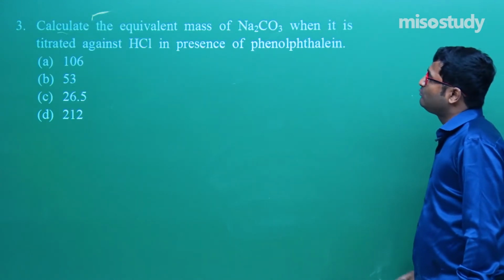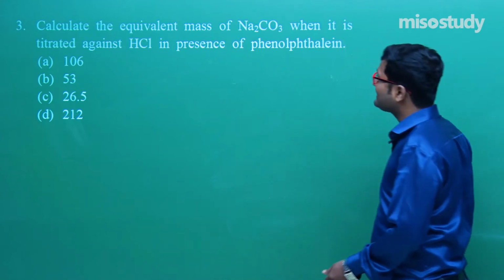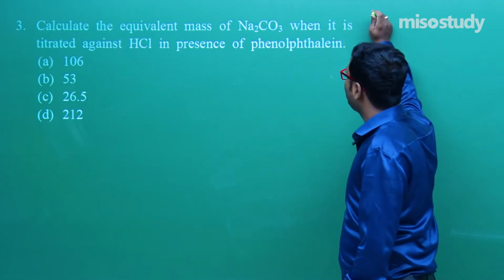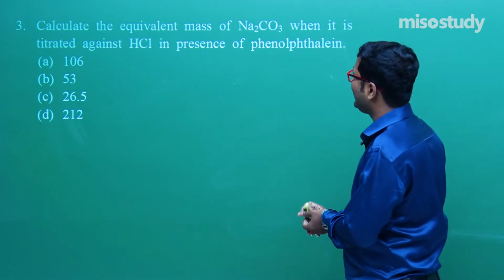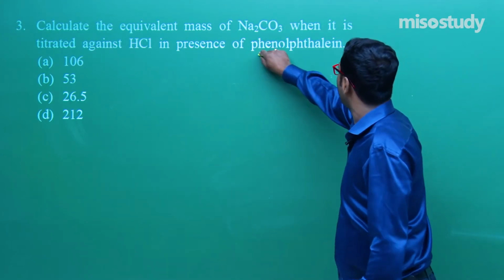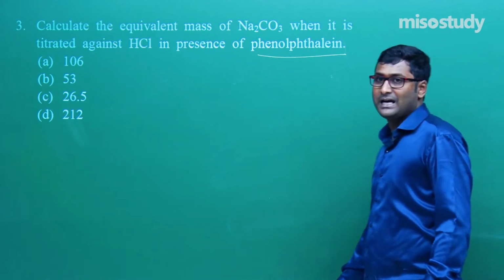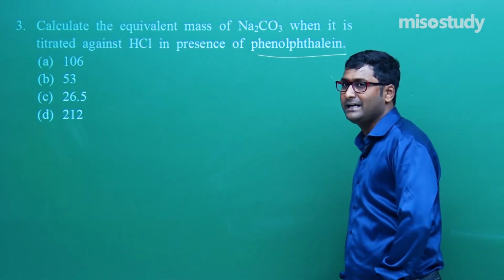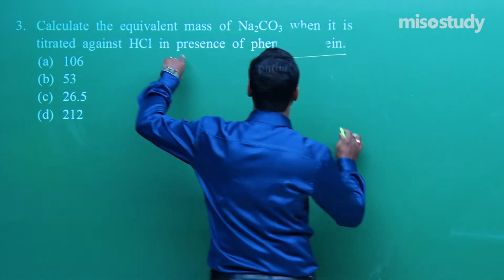Now let's move to question number 3. Look at what the question is. Calculate the equivalent mass of Na2CO3 when it is titrated against HCl in presence of phenolphthalein as an indicator. That is, complete neutralization does not take place, with phenolphthalein as an indicator. The pH value ranges around 8. So what will be the reaction here?